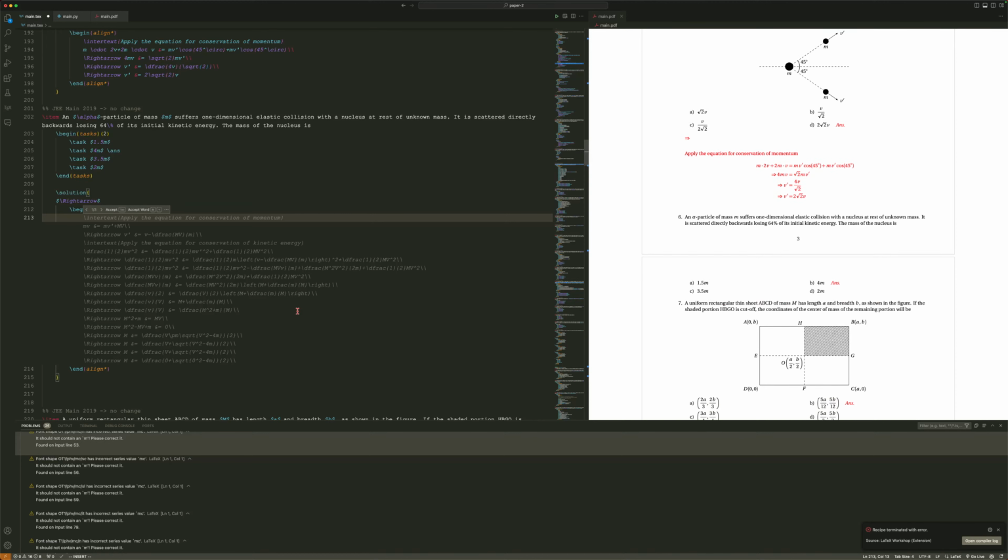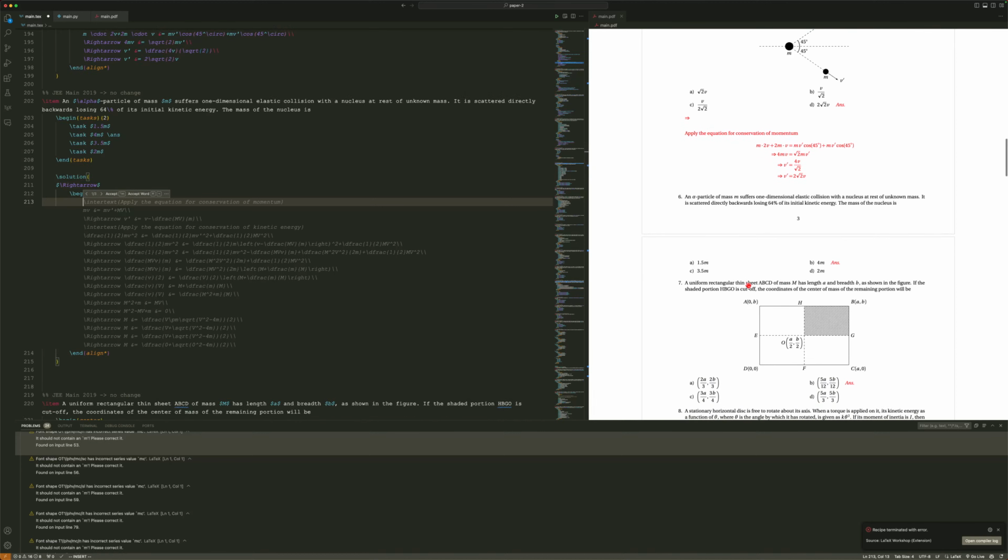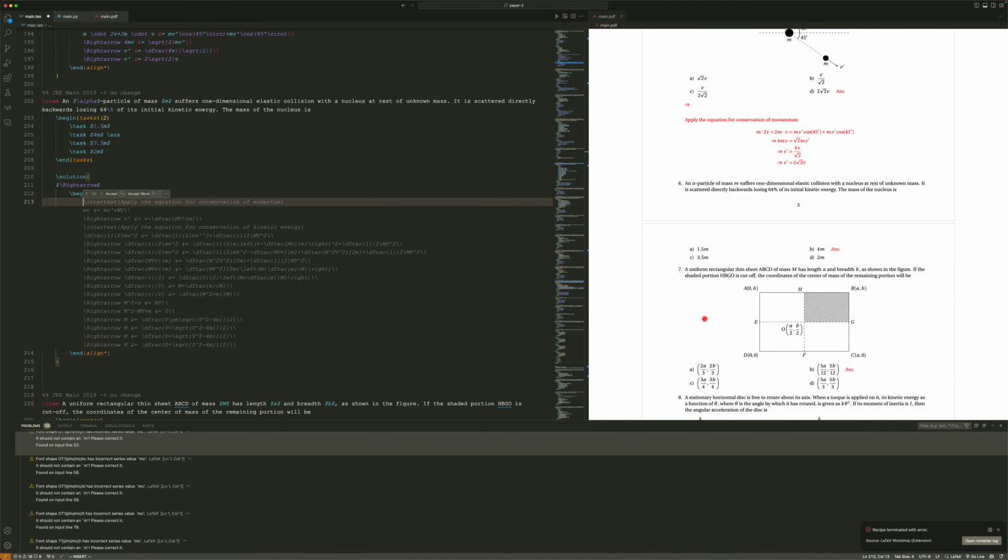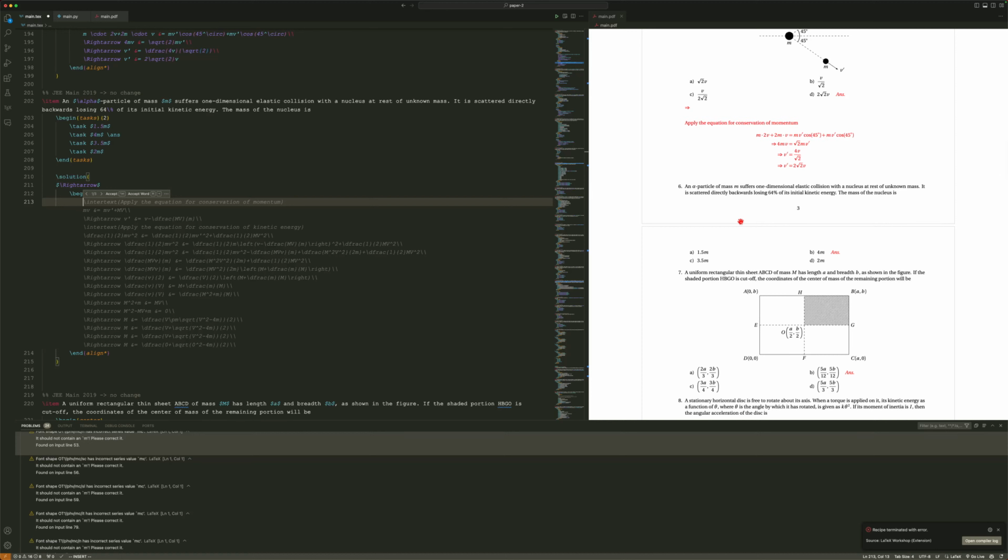So yeah, it's question number 6, and again it's from collision. An alpha particle of mass m suffers one-dimensional elastic collision with a nucleus at rest of unknown mass. It is scattered directly backwards, losing 64% of its kinetic energy. The mass of the nucleus is? Elastic, that means this would conserve the kinetic energy, right? And unknown mass, it is scattered directly backward, losing 64%.